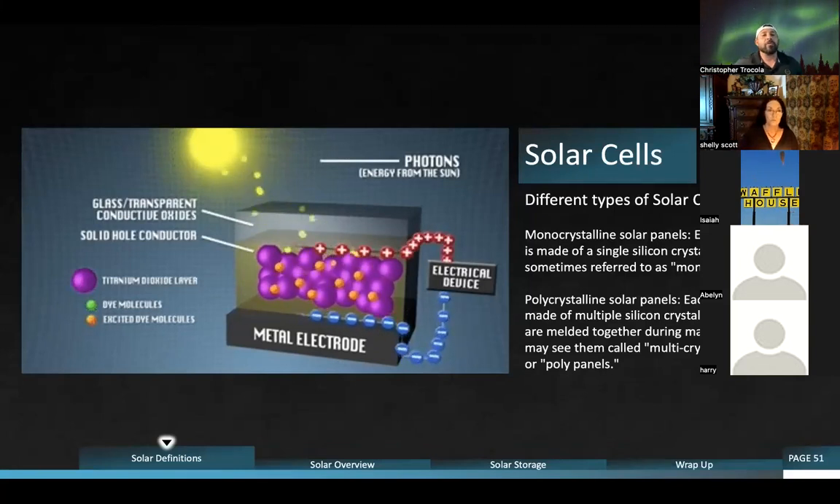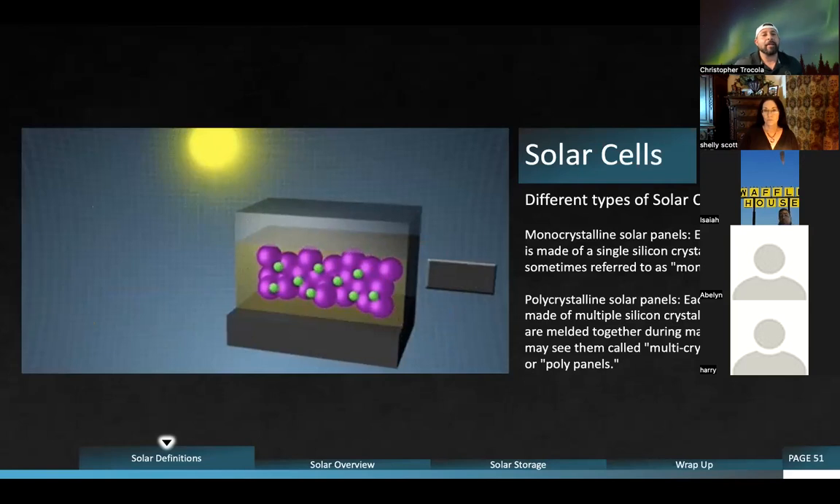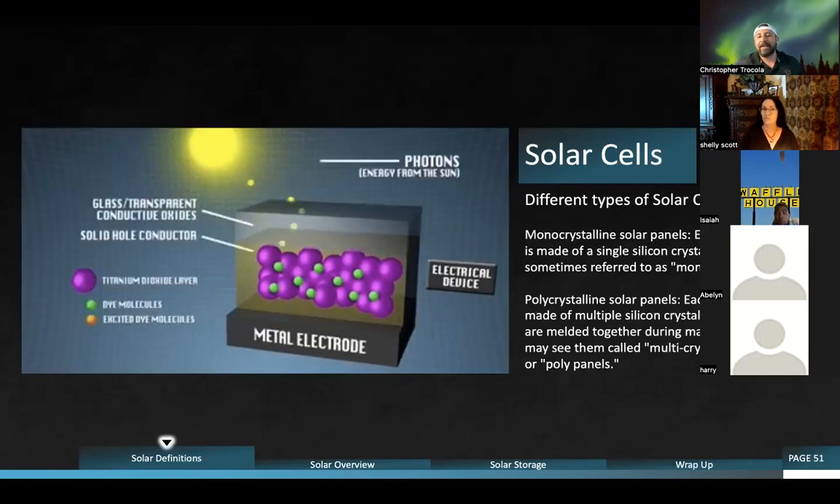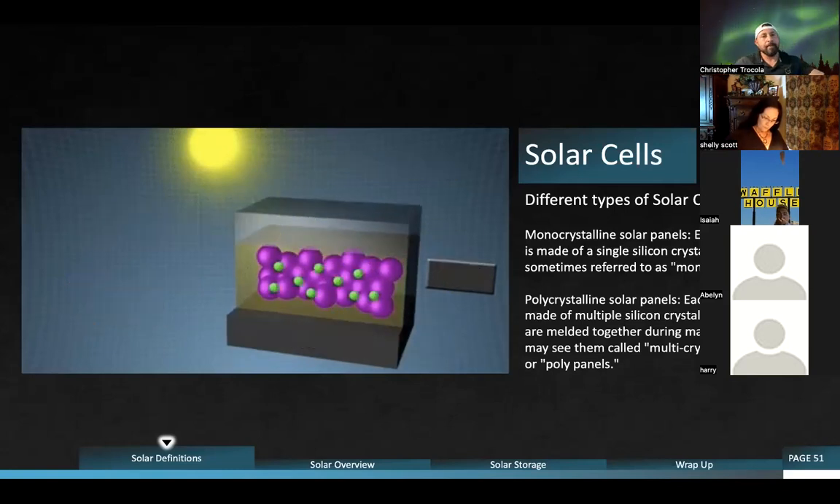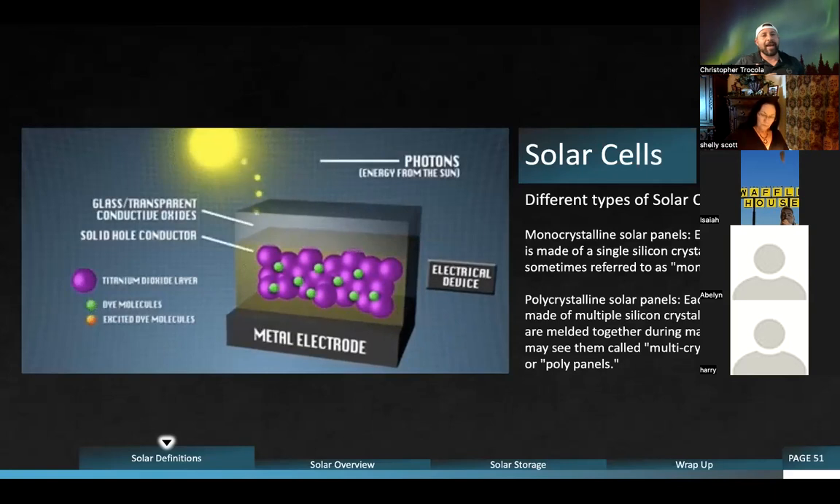Just so you guys know, there is a hybrid panel out there called a monopoly. It's not a mix of the two cells. REC is the only company that's doing it right now. Half of the panel is monocrystalline, half is polycrystalline. They did it for shading function, so that if half of the panel gets shaded, the other half of the panel doesn't get affected.